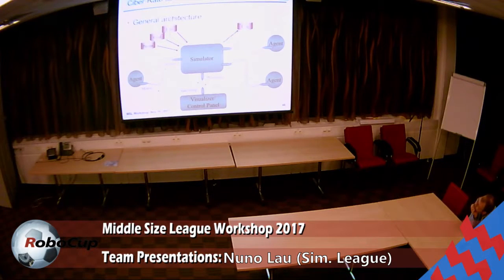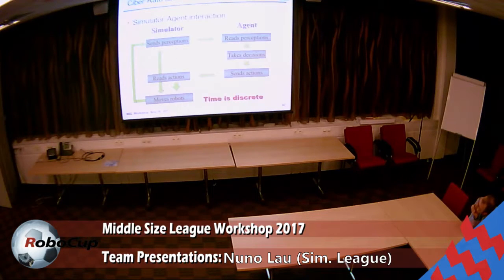So we have a simulator, the agents connect to the simulator using UDP sockets, we have a visualizer that is an independent application, and then we can save the logs of the competition as they work, and we have several files that define the labyrinth, the grid, and the parameters. The simulator-agent interaction is exactly as in the soccer server, so the simulator sends a perception, the agent reads the perception, takes decisions, sends actions, and then the simulator moves the robots and it loops around.